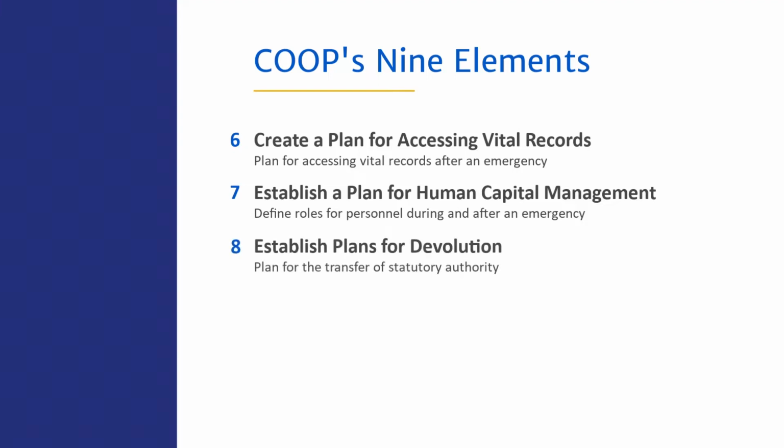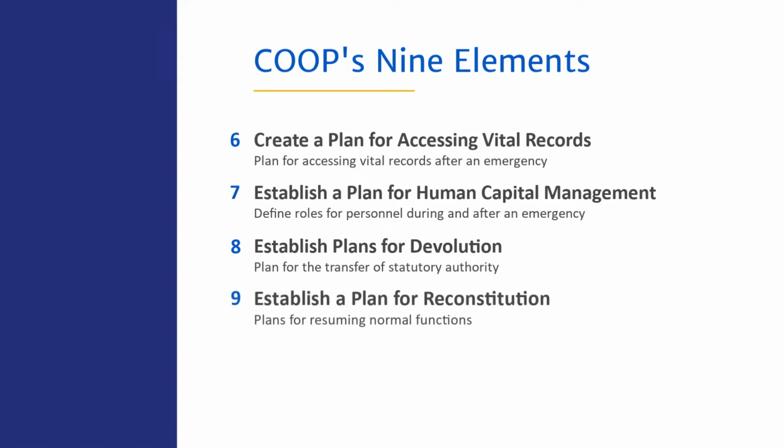Establishing plans for devolution. This section provides guidance for a worst-case scenario, one where a school has to transfer statutory authority and responsibility for essential functions to others because leadership is unable or unavailable for an extended amount of time. Establishing a plan for reconstitution. This section addresses the process by which administrators, teachers, staff, and students resume normal operations. This may mean returning back to the same school building or possibly a new permanent facility.